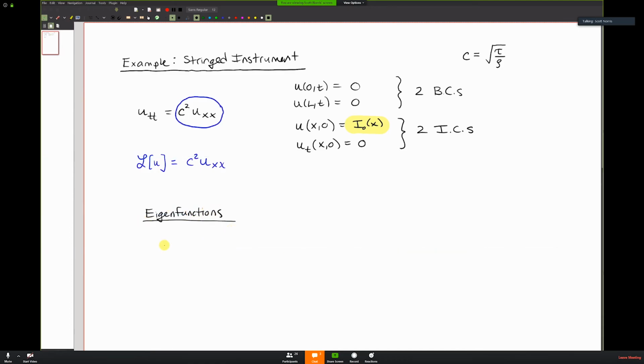All right, now the eigenfunctions satisfy LU equals L phi equals minus lambda phi, always. And here LU is c squared U_xx, and so L phi is going to be c squared phi_xx plus lambda phi equals 0, with boundary conditions given by the original problem, Dirichlet boundary conditions: phi of 0 is 0, phi of L equals 0.